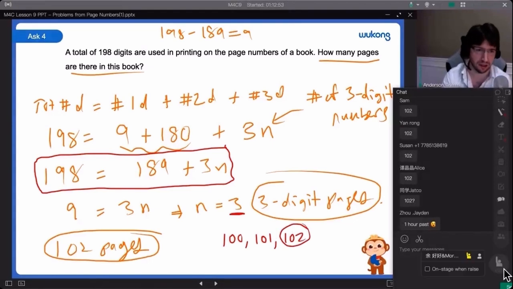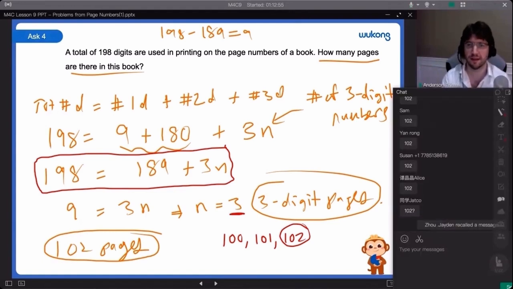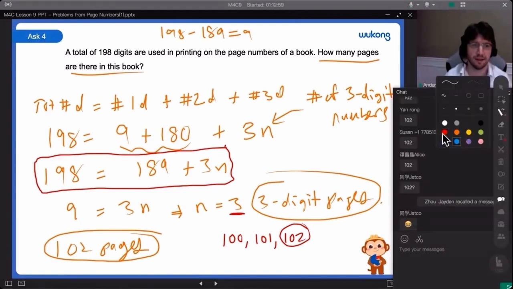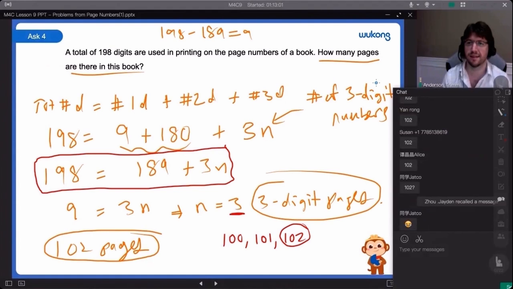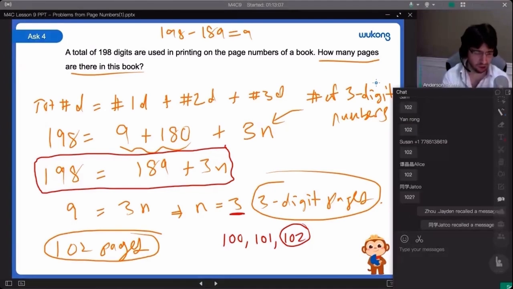All right, let me answer questions. Yes, Morgan. Where did 180 come from? From pages 10 through 99. Is it like 9 times 20? It's actually 90 times 2.